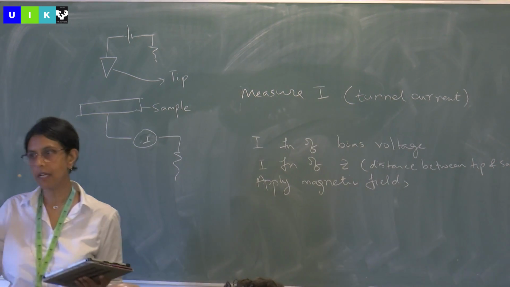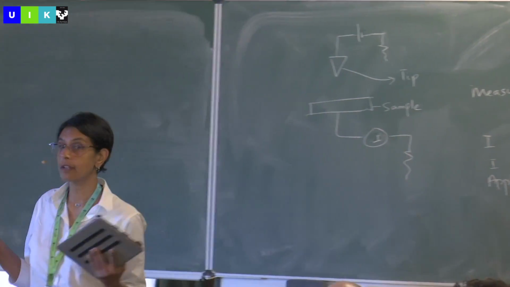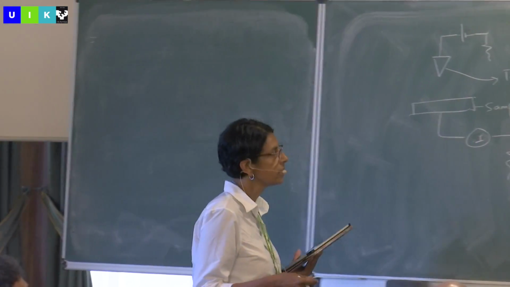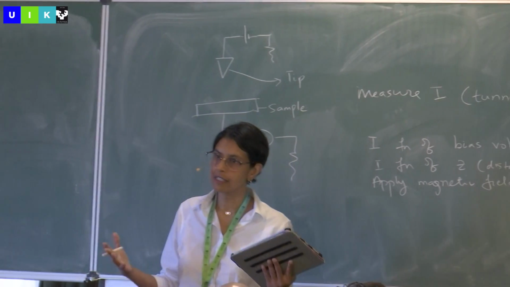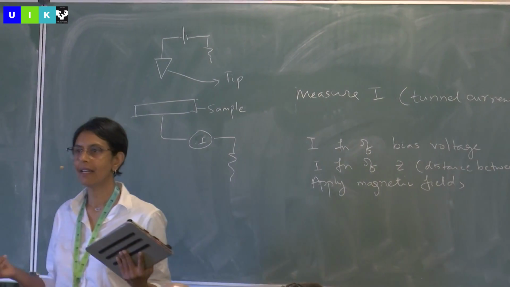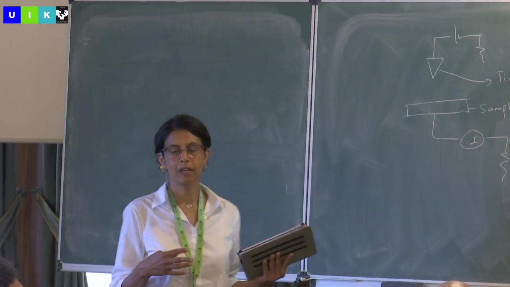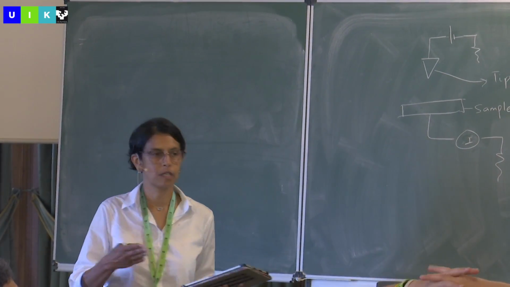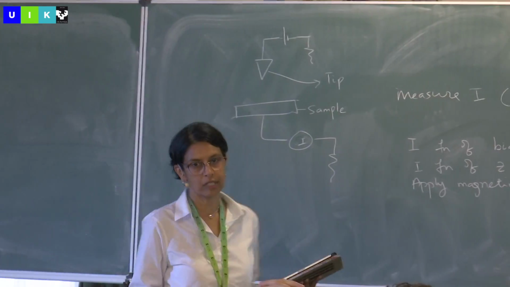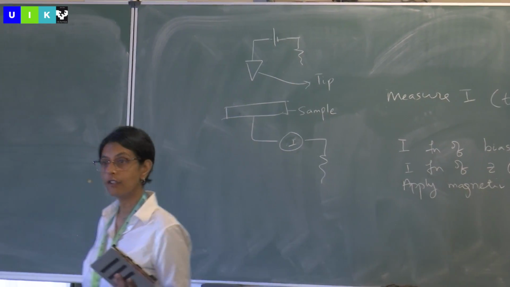You can sweep the tip across, raster the tip across the sample and measure the tunnel current. You can functionalize the tip. You can make it magnetic, and then you get magnetic information. You can get information about whether your surface has an upspin or a downspin. So you can do many different things with STM.